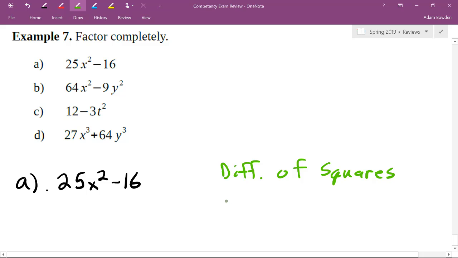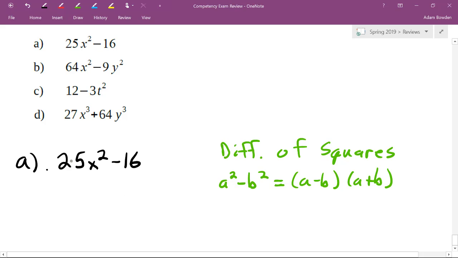Difference of squares looks like a squared minus b squared, and it factors into a minus b times a plus b. So this is actually difference of squares. We have to figure out what times what is 25x squared. Well, we know 5 times 5 is 25, and x times x is x squared. So this is going to break down into two 5x's multiplied together, and then 4 times 4 is 16.